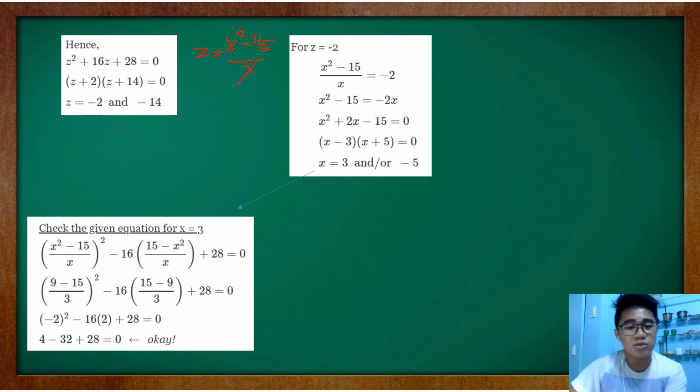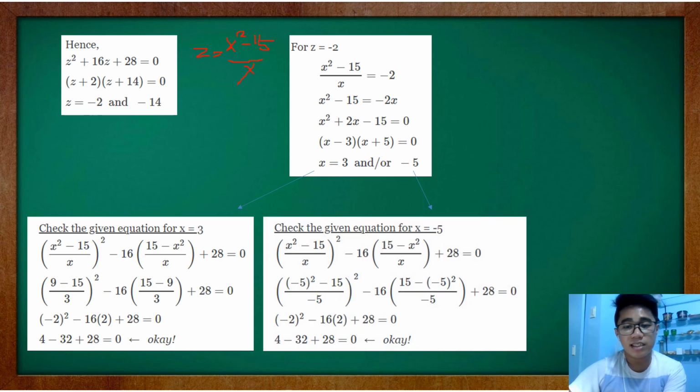So, pag sinubstitute po natin siya, we can have negative 4 minus 32 plus 28, which is equals to 0. And that is okay, because negative 4 minus 32 is equals to negative 36, and if negative 36 is added to the 28, that will be 0. Okay, so okay siya. So, what about negative 5?